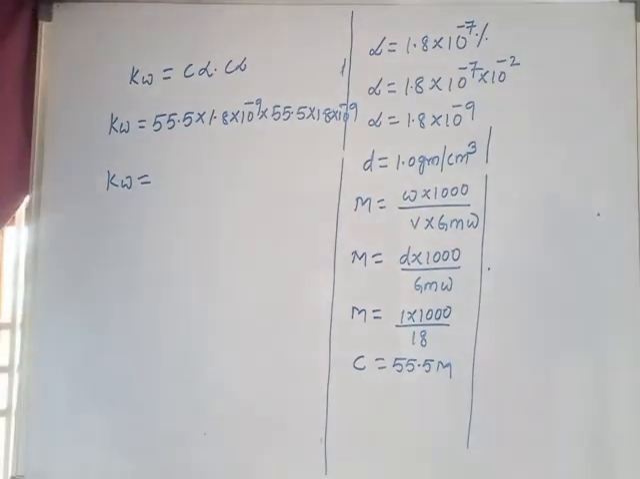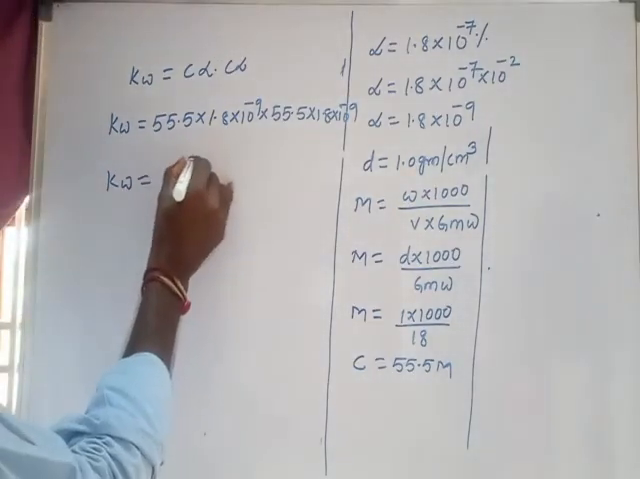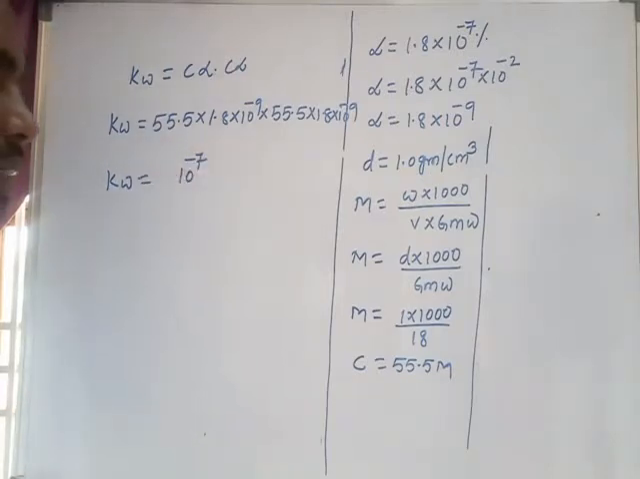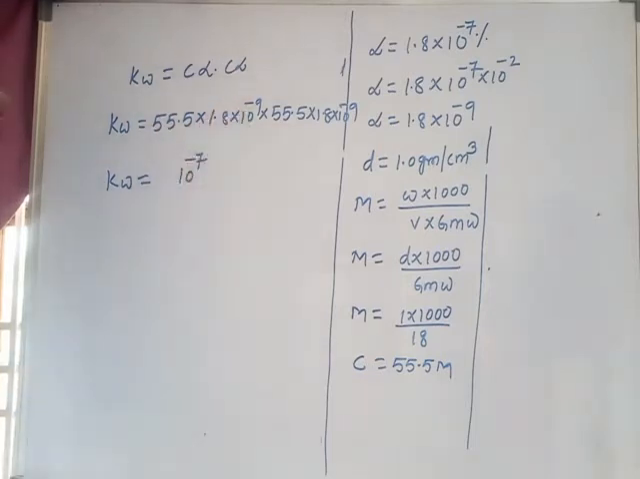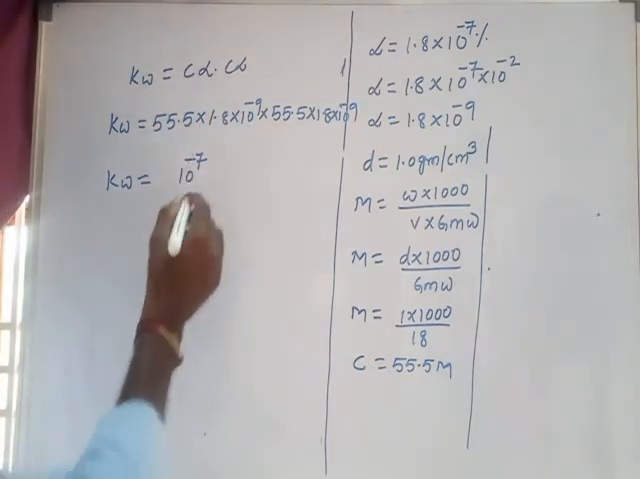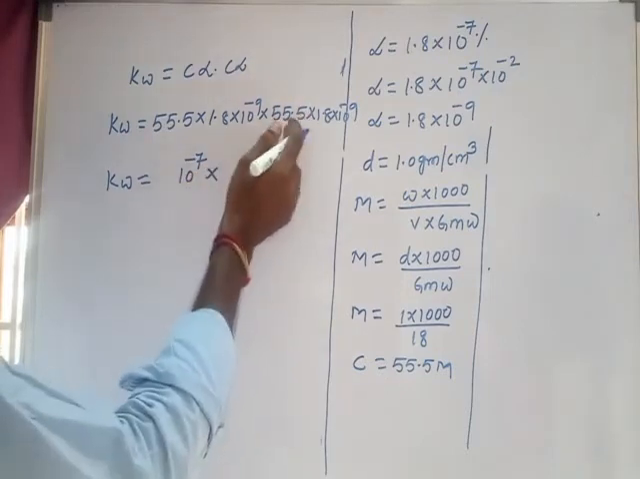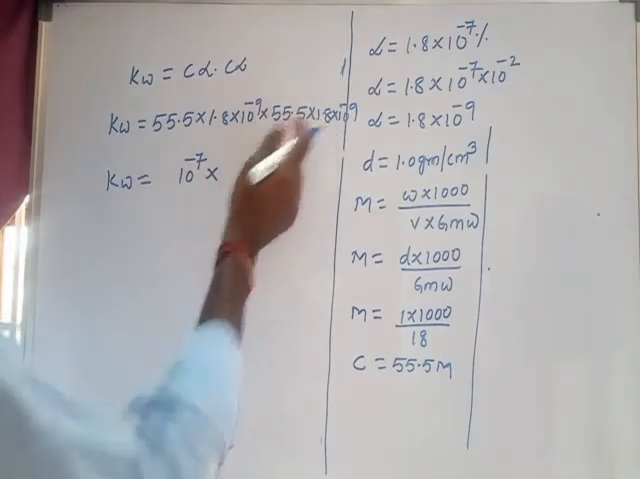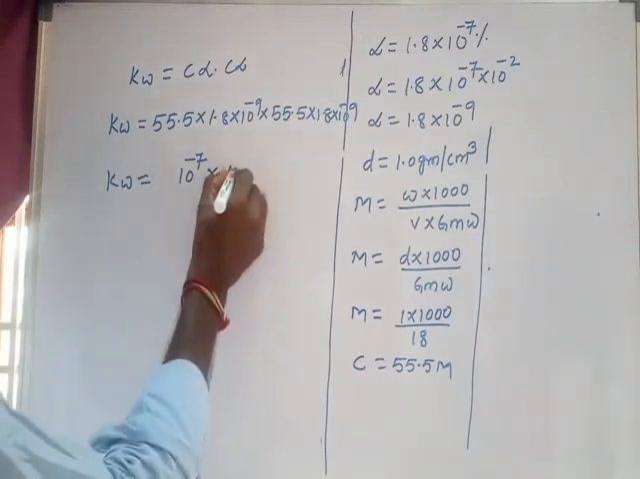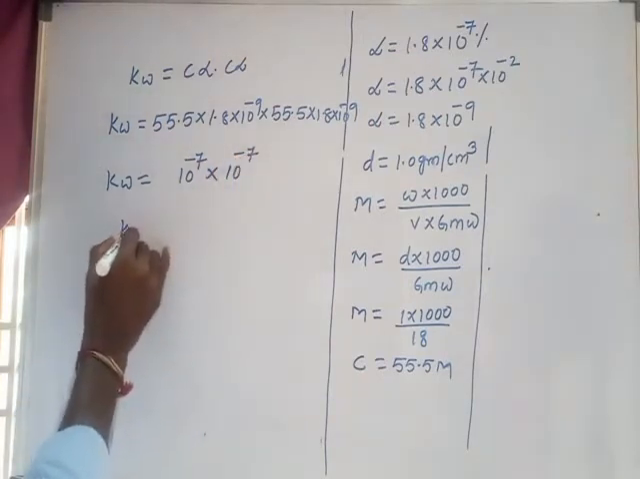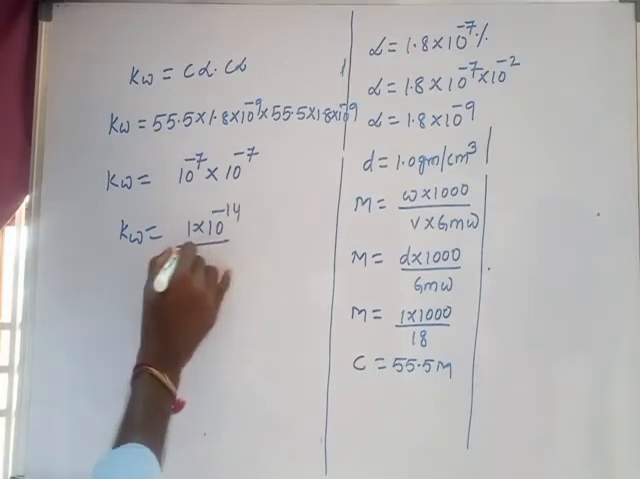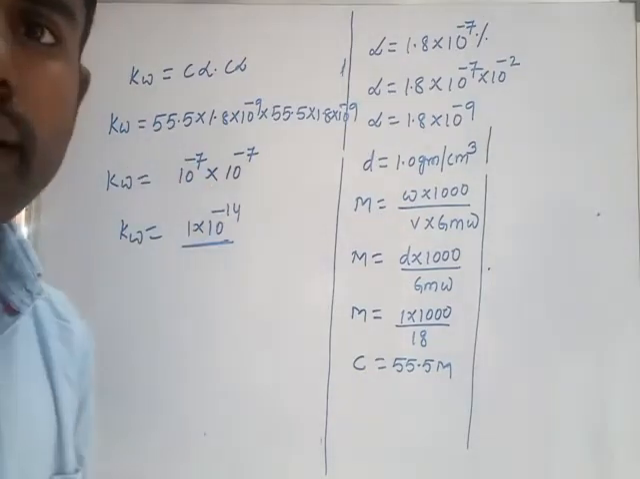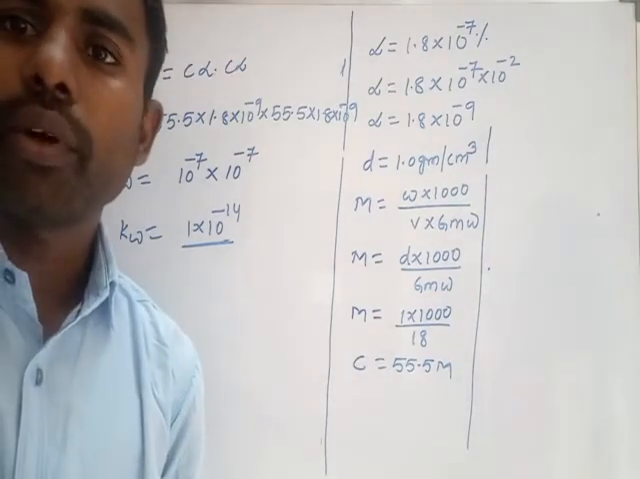From that, approximately you will get directly 10 power minus 7. Here also 55.5 into 1.8 into 10 to the power of minus 9 gives 10 power minus 7. Then Kw equal to 1 into 10 to the power of minus 14. So this is the final answer, 1 into 10 to the power of minus 14.